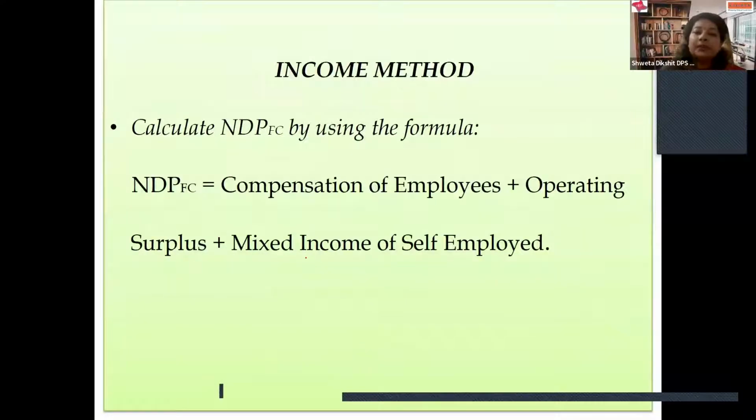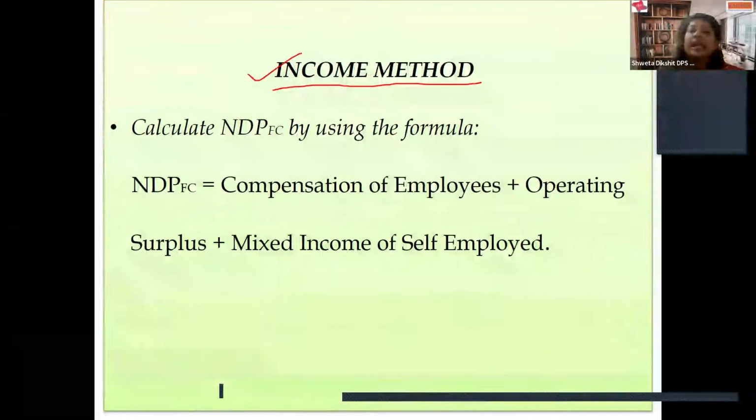Then comes the income method. This is the easiest method. And I would always advise you with all my expertise that if you have a question in options to solve income method with any other method, you must go ahead with income method. It's so easy and chances of mistakes are least.